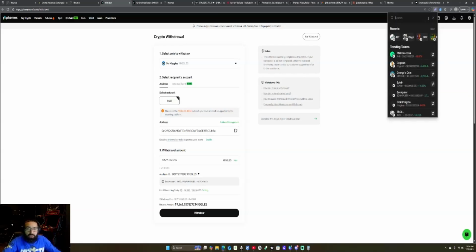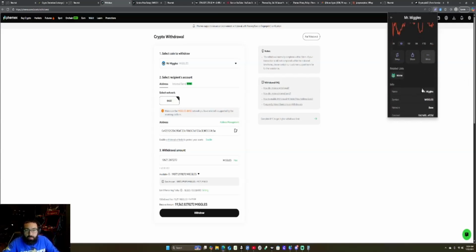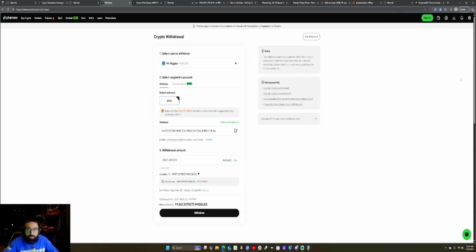So all you would do is just go to Miggles, and it's there, you see? So pretty much all your DEXs are going to have these coins, but you just gotta make sure you send it on the right network, get the right contract address, and then you'll be fine, okay? So yeah, once you get it there, then it's there.